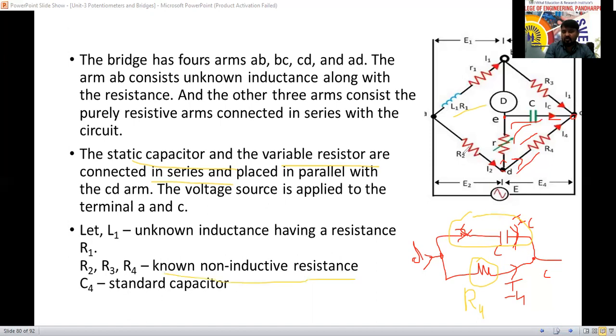These are the known non-inductive. Here also pure resistance is there. This is pure resistance, pure resistance. There is no inductance at all. And C4 is the standard capacitor here. This is a standard capacitor.